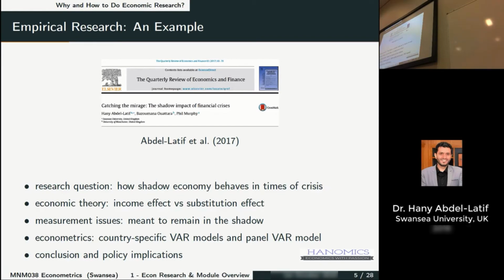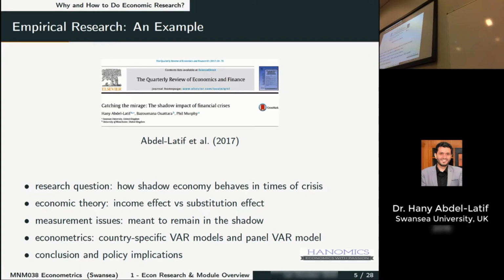On the other side, the income effect means both sides of the economy are affected badly by the shock, and it's not going to help. Actually, it will shrink or decrease in size. So that was the research question, and that was our expectation, the theoretical expectation of what we would expect in a time of crisis.